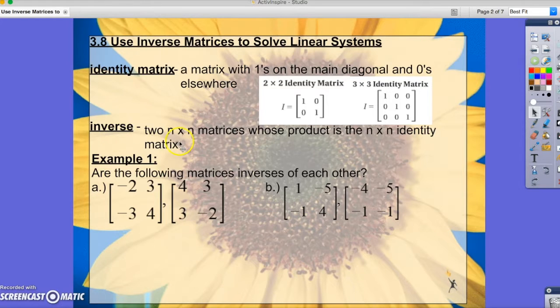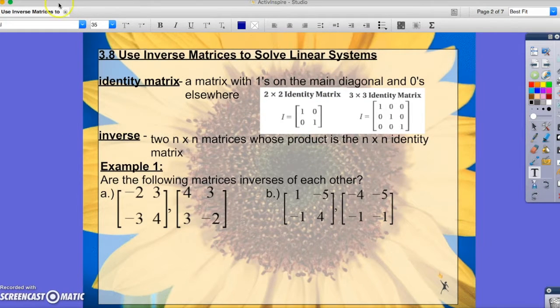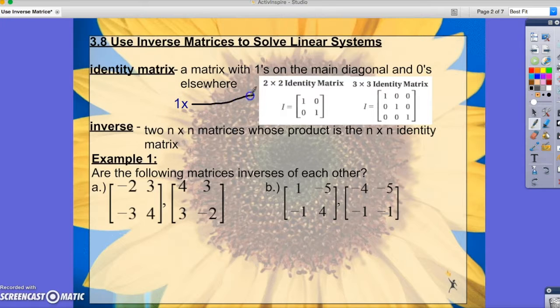So what's an inverse? Two n by n matrices whose product is the n by n identity matrix. To give you a little bit of a heads up, first of all, identity would be like, you don't have to write this down, but 1x is the same as these identity matrices. It's like we want to get this equals 1. Instead of saying 1x, we have to do it in matrix form.